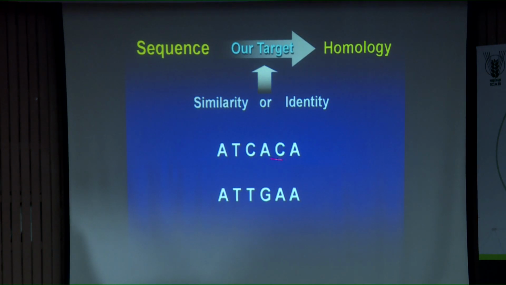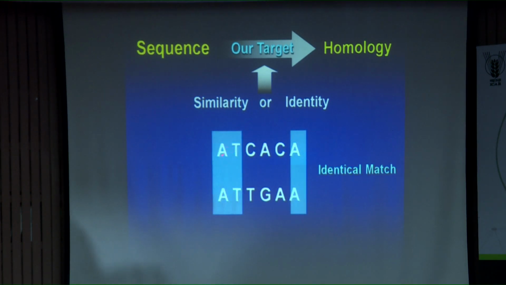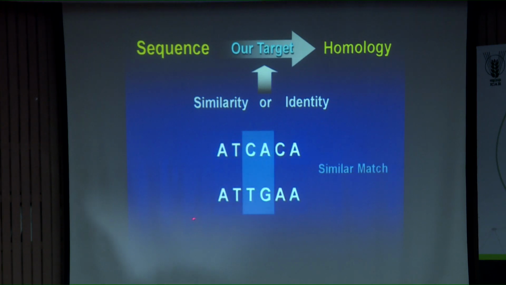Next. If you see these two sequences I have written here, in this sequence the first nucleotide and second nucleotide are A and T, here it is also AT, the last nucleotides are AA, and the remaining nucleotides are not matching. Okay? This matching, which is exact matching, we call an identical match. So, this is called identity, when there is exact matching of that nucleotide in the same position of another sequence. Next. Now, you see these two nucleotides, C here and T, or A and G.